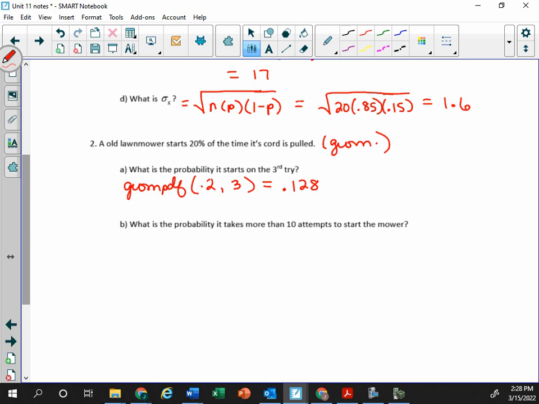We're okay so far. All right, the last one's the trickiest. Probability that it takes more than 10 attempts to start the mower. When you do CDF, it starts from 0. I don't want the probability of 0 to 10. I want 10 and then continuing on. So we have to think of another way to write this. And I'm going to write out these numbers. You don't have to if you don't want to, but just to help you visualize it.